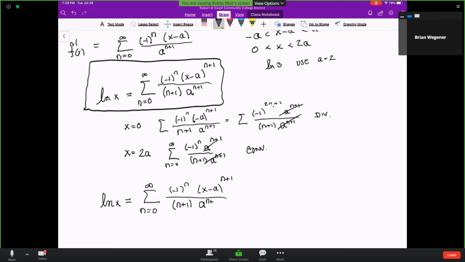Okay, so what I'm doing here is I'm checking the two endpoints. And so I check the two endpoints, and the conclusion that we reach is that this power series represents the natural log of x as long as the x's live in this interval.